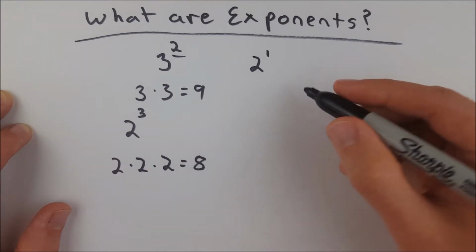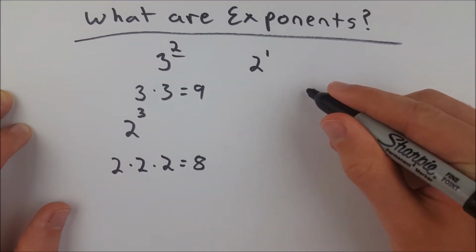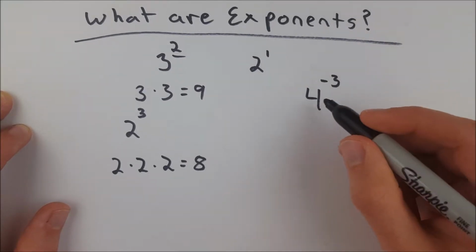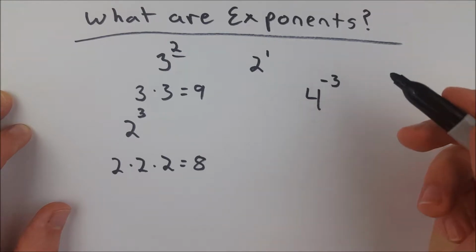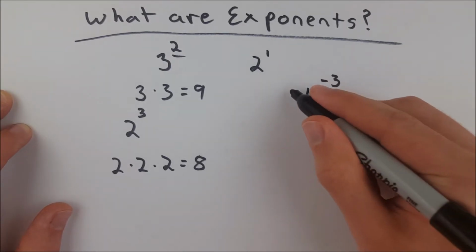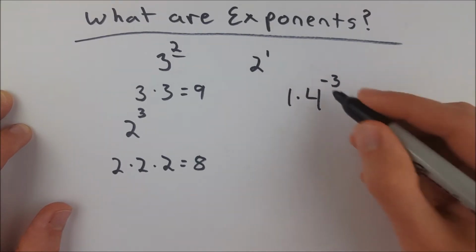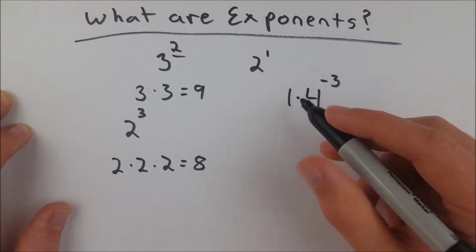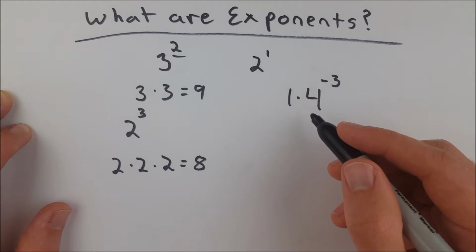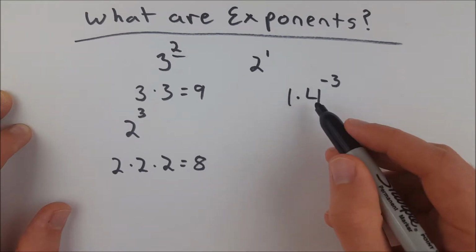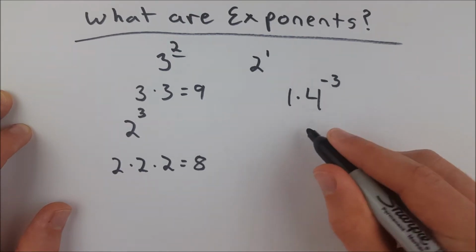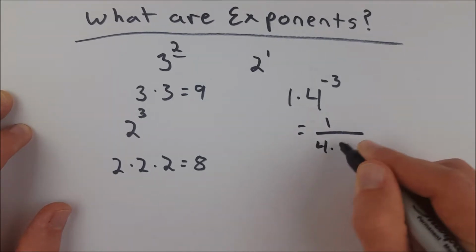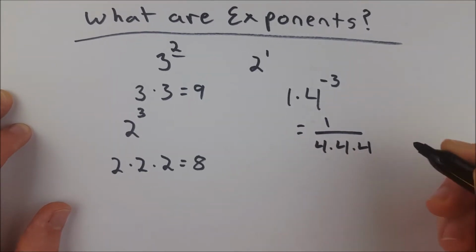Now if we're dealing with negative exponents, for example, let's say 4 to the negative third, this tells us to use 4 3 times in a division. Now we could write this as 1 times 4 to the negative third, and that would not change anything. So we can effectively look at this as telling us to divide 1 by 4 3 times, which is equal to 1 divided by 4 times 4 times 4.